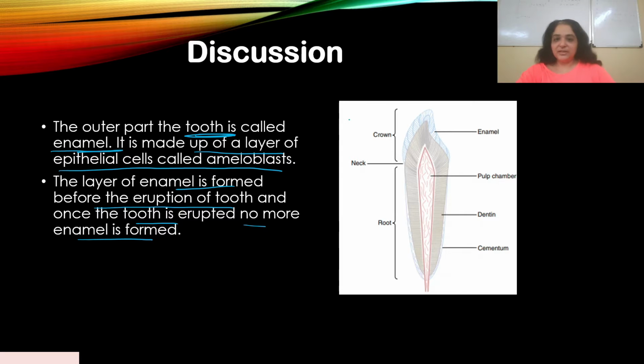This is a diagram of a tooth. You can clearly see the outer portion here, the enamel. This was again a direct question, right? No problem in answering this question. Let's move on to the next one.